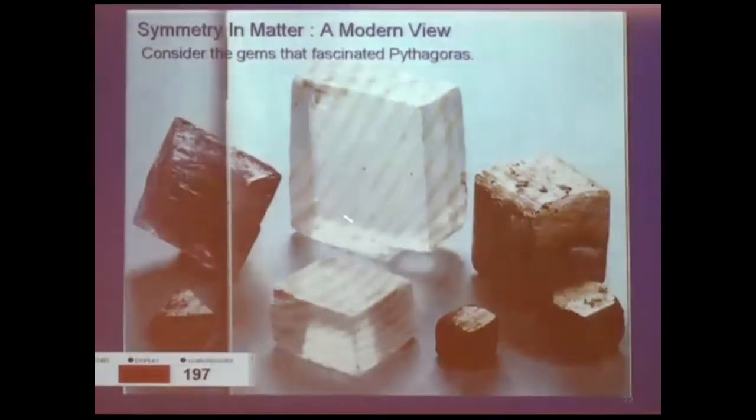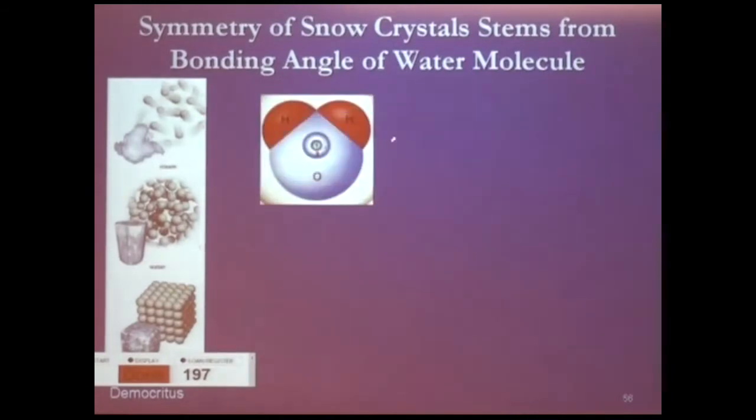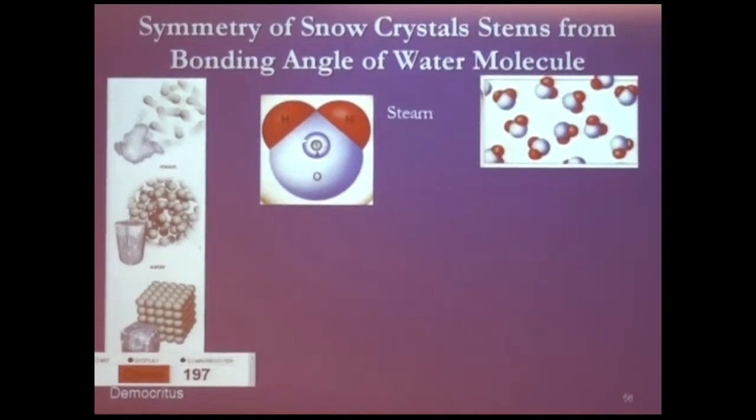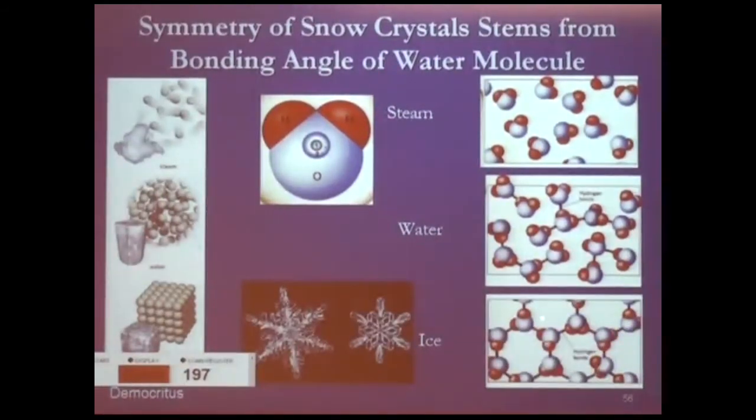So when we look at the gems that fascinated Pythagoras, and we look at their crystal structure, the snow crystals are beautiful, with hexagonal symmetry. Why is that? The reason is that the water molecule has hydrogen and oxygen, and these atoms have arranged themselves in this nice little triangular pattern. When you have steam, these molecules are very far from each other, and they don't make any pattern. When they get closer to each other, they catch some of the neighbors together and they make water. But when they get really close to each other, they are forced to go into a pattern because of the structure of the individual molecule, and that pattern is a hexagon, and that hexagonal symmetry is reflected in the symmetry of the crystal.